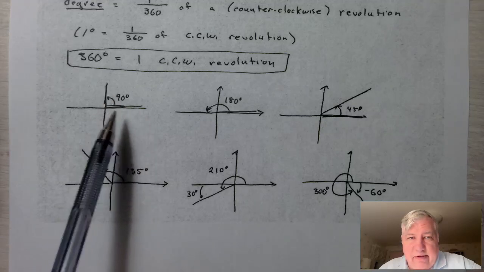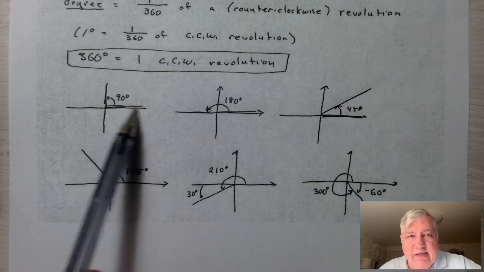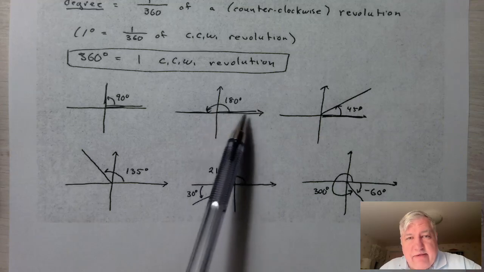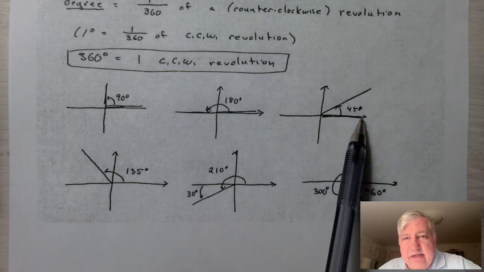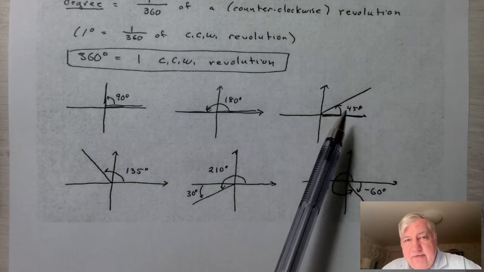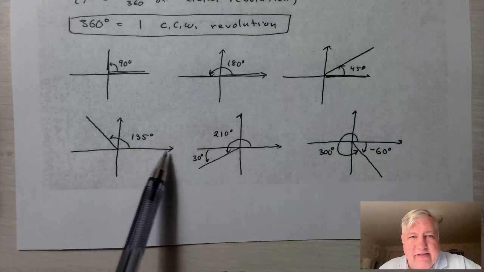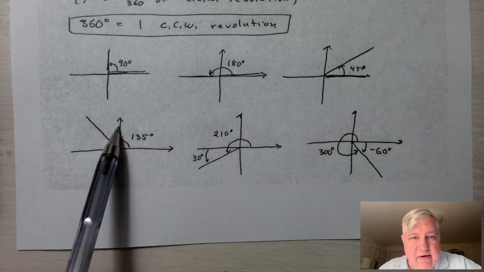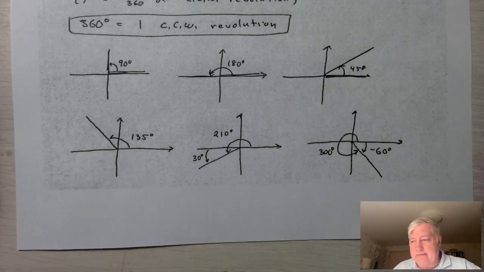So a 90 degree counterclockwise rotation takes the positive x-axis to the positive y-axis, and 180 degrees takes the positive x-axis to the negative x-axis. 45 degrees takes the positive x-axis and rotates it halfway into the first quadrant, and the reason for that, of course, is 45 is half of 90. 135 takes the positive x-axis and rotates it halfway into the second quadrant, and the reason for that is from here to here is 90 degrees, and from here to here is 45 degrees. So the total is 135 degrees.